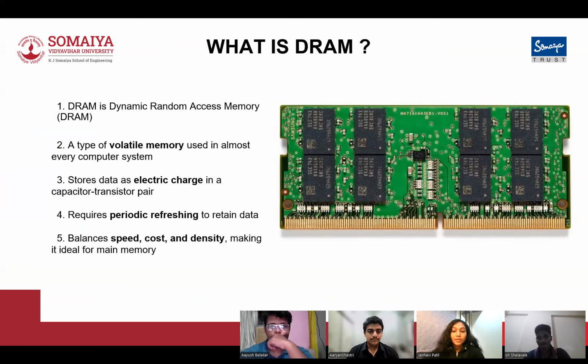Let's start with what DRAM is. DRAM stands for Dynamic Random Access Memory. It's volatile, meaning all data is lost when the power is off. It stores data as electrical charge in a capacitor and transistor, but since charge leaks, it needs refreshing. That's why it is called dynamic. Despite this, it's everywhere because it balances speed, cost, and density very well. Perfect as a computer's main memory.